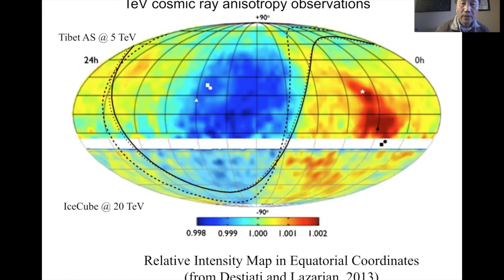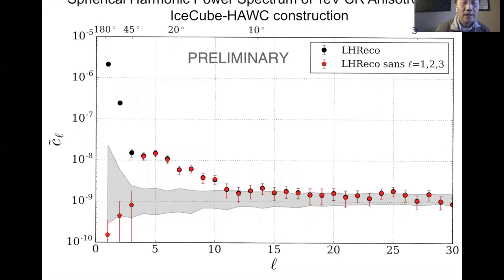If you take this measurement and determine the spectral power of anisotropy in terms of the L number, the spectrum looks like this. Most of the anisotropy is in dipole and quadrupole, and then there is still a substantial amount of anisotropy at the medium scale from L equal to 3 to L equal to 10. And beyond that, the anisotropy level is very close to the noise level.